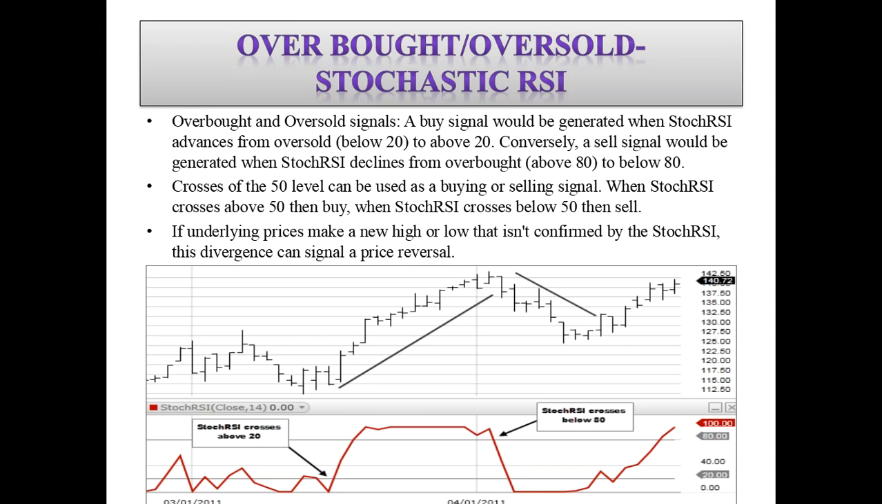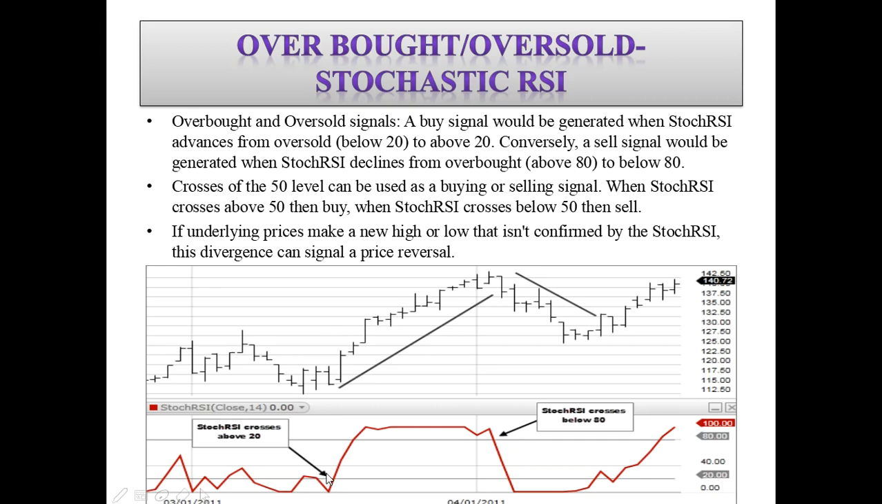If underlying prices make a new high or low that isn't confirmed by the stochastic RSI, this divergence can signal a price reversal. And here we have an image of what the chart will look like. Here is the chart image, and here is the stochastic RSI. So this is the 80, which is the overbought signal, and this lower 20 level is the oversold signal. So when the stochastic RSI crosses above 20, it will be here, and when it's going down here.